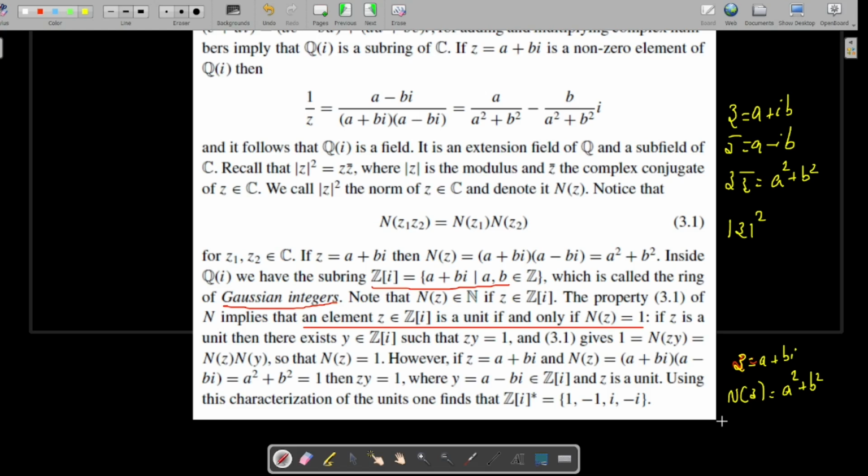So you can see that for the norm of 1, 1 is equal to 1 plus 0i. So it is a square plus b square, that is equal to 1. If you take i, you have i equal to 0 plus 1 into i. So the norm is equal to the square root of 0 square plus 1 square, that is again equal to 1. If you take minus i, you have minus i equal to 0 plus minus 1 into i. So the norm is again the square root of 0 square plus minus 1 square, that is again 1. So the norm equal to 1 means that you have to take z equal to 1, minus 1, i or minus i. So these are the units of Z[i].